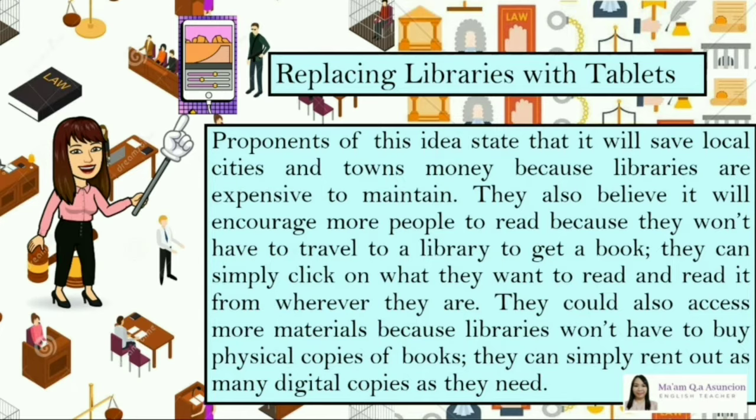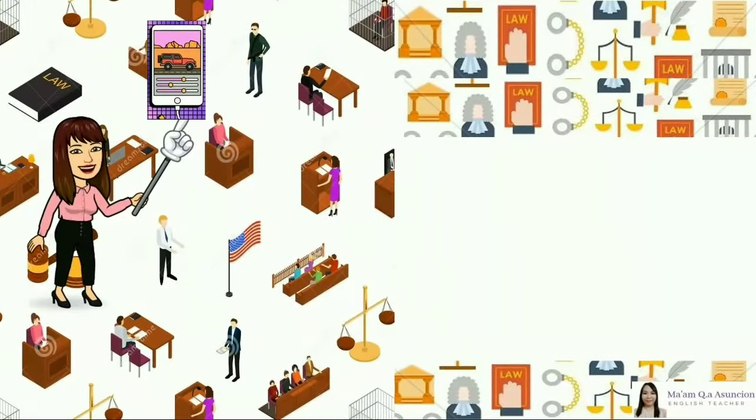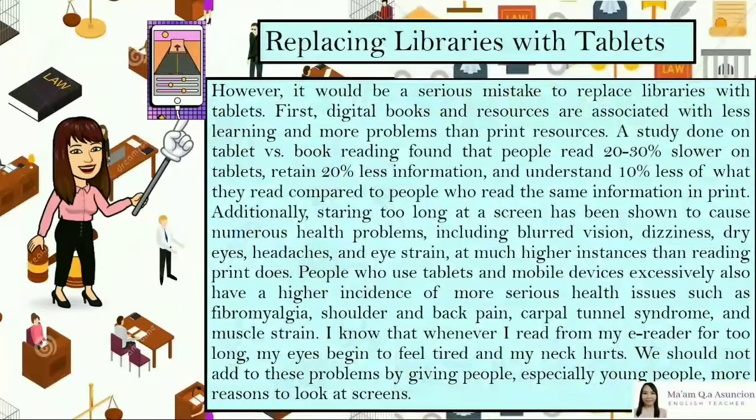They could also access more materials because libraries won't have to buy physical copies of books. They can simply rent out as many digital copies as they need. However, it would be a serious mistake to replace libraries with tablets. First, digital books and resources are associated with less learning and more problems than print resources.